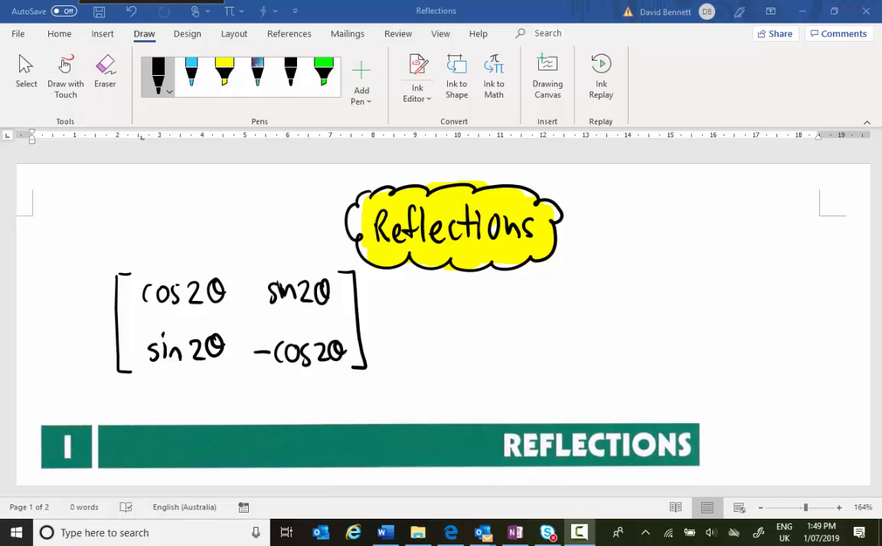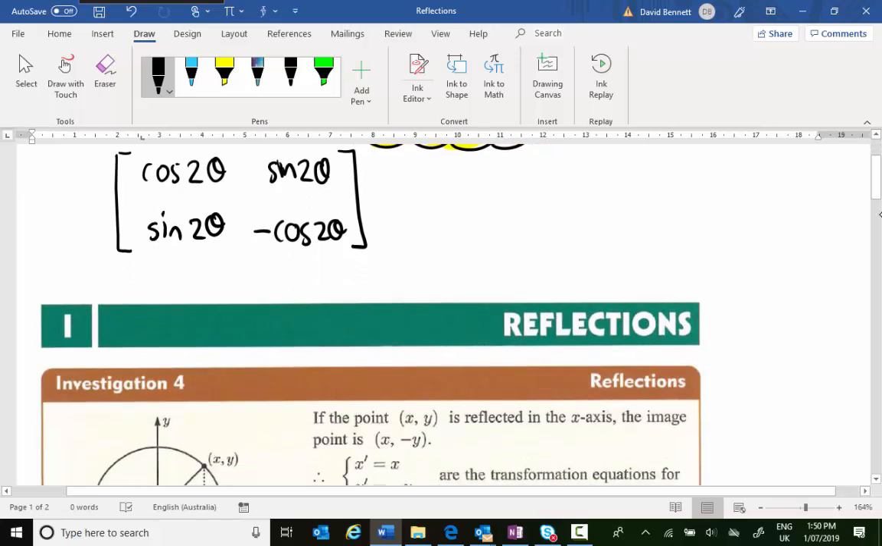Now in today's video we're going to be looking at reflections, alright? And the key formula, or the matrix, you need to know is [sin 2θ, cos 2θ, sin 2θ], as you can see here, alright? If you know that, you can derive most things from it. So let's look at a couple of examples.